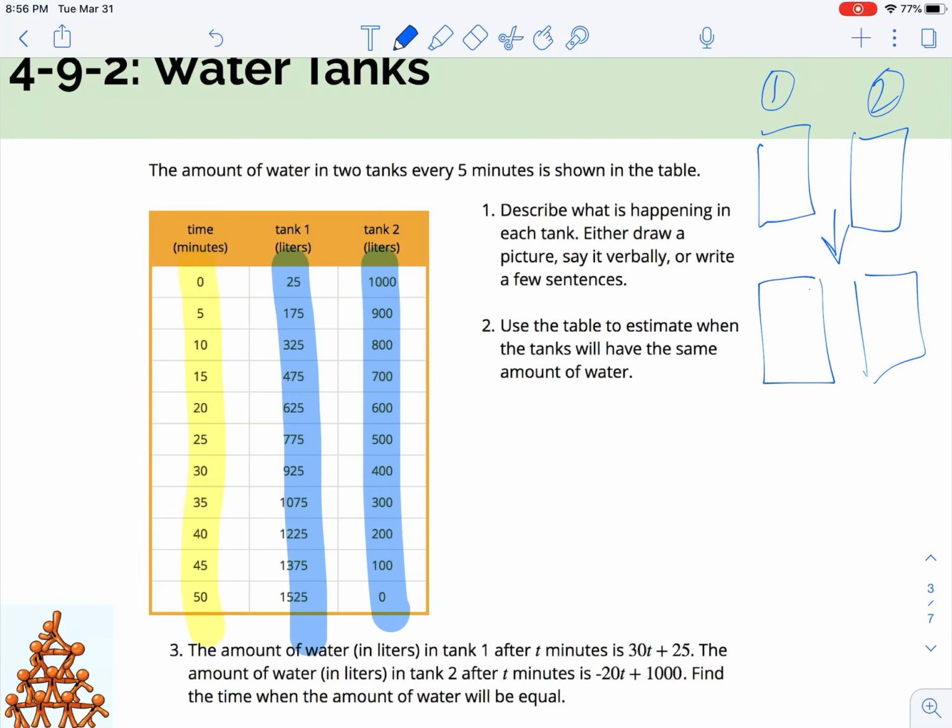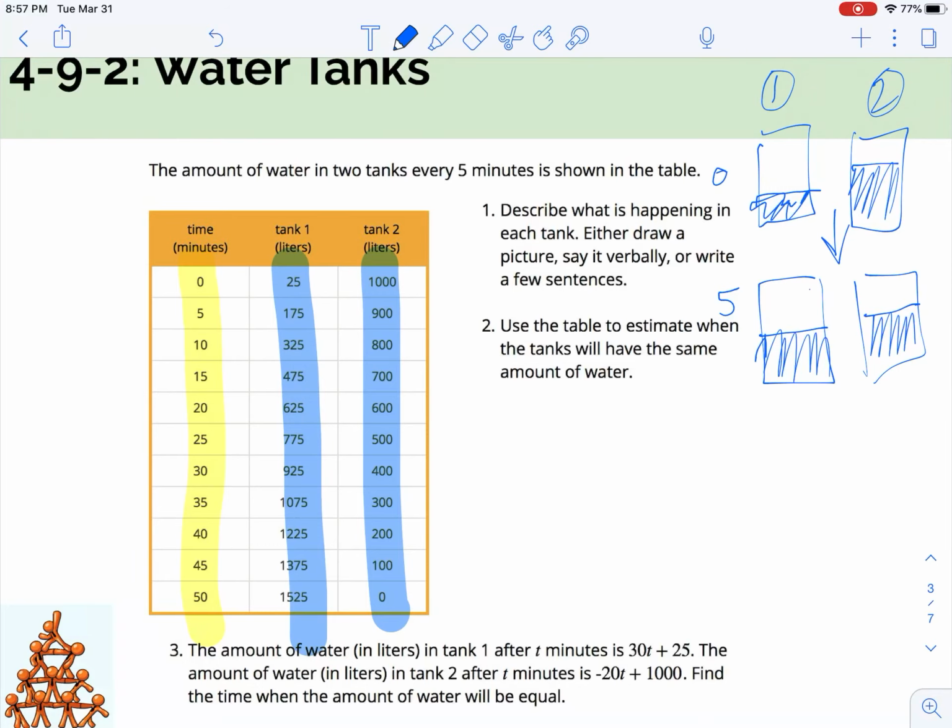Okay. And let's say this is 0 minutes and this is 5. So it starts at 25 in tank 1, and then it goes to 175. In tank 2, it starts at 1,000, and it drops to 900.